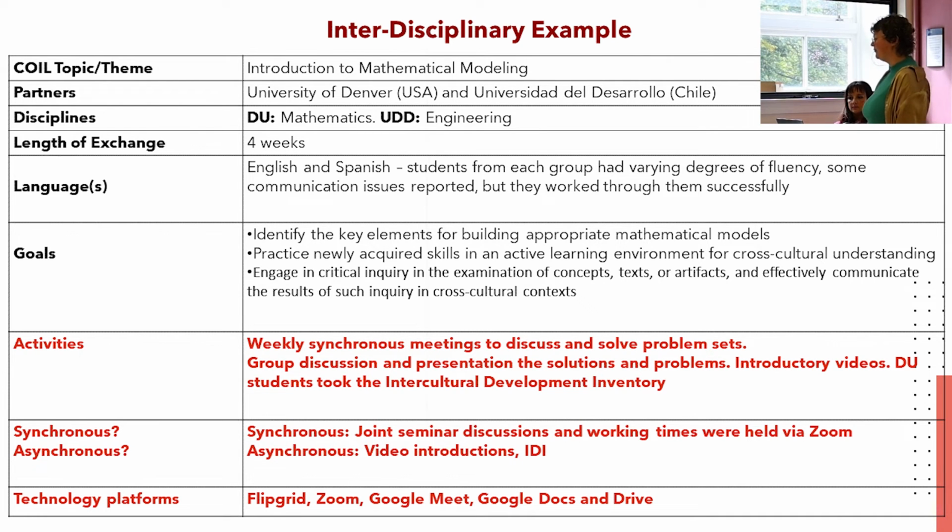But what they did is they had some weekly synchronous meetings for students to discuss some problem sets together. And those problem sets obviously aligned with both course learning outcomes and helped them in their assessments as well. They had group discussions and presentations of those problem sets. And students were also given introductory videos to watch and were able to share videos with one another as well. Some students at the University of Denver took what we call the Intercultural Development Inventory so that they could reflect on their own growth through this virtual exchange.